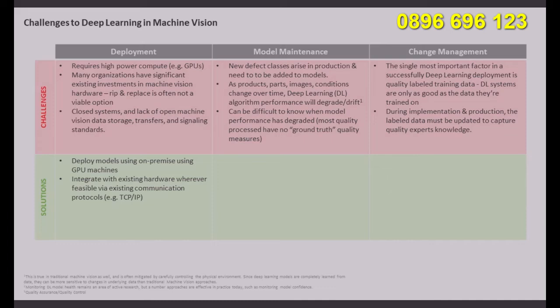So the idea here with model maintenance is that model performance will degrade over time. So deep learning models and any kind of machine learning, or even traditional computer vision, as soon as they're put into production and the world starts changing around them, your performance will degrade.